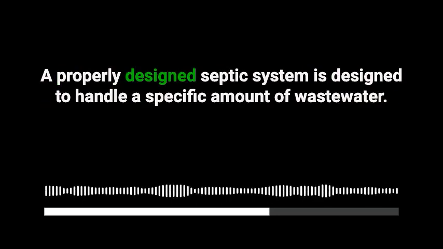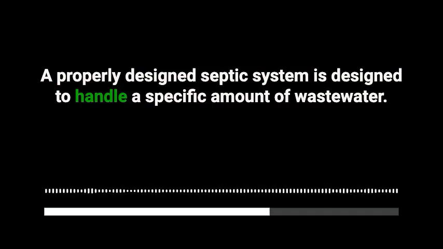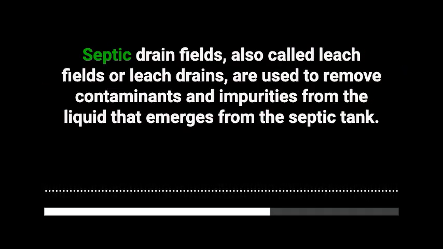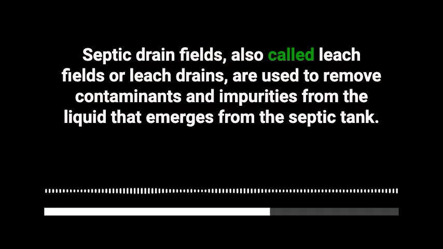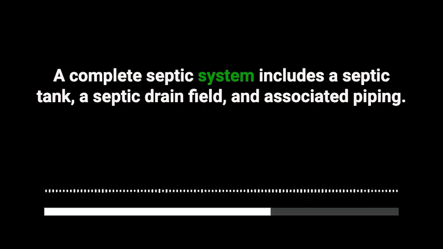A properly designed septic system is designed to handle a specific amount of wastewater. Septic drain fields, also called leach fields or leach drains, are used to remove contaminants and impurities from the liquid that emerges from the septic tank. A complete septic system includes a septic tank, a septic drain field, and associated piping.